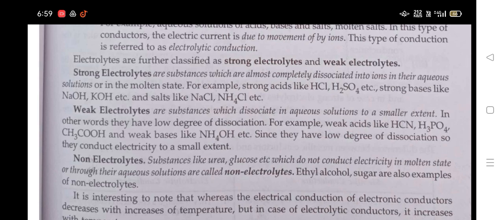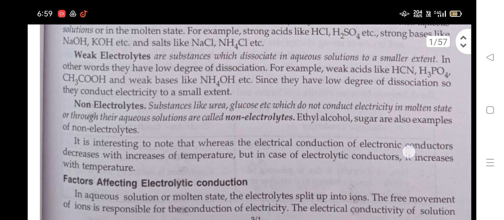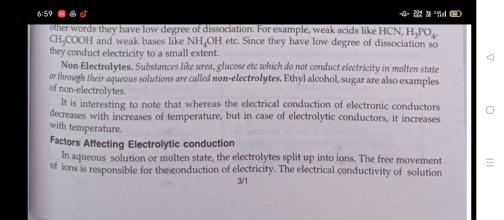Non-electrolytes. Substances like urea, glucose, etc., which do not conduct electricity in molten state or through their aqueous solution, are called non-electrolytes. Ethyl alcohol and sugar are also examples of non-electrolytes. It is interesting to note that whereas the electrical conduction of electronic conductors decreases with increase of temperature, in case of electrolytic conductors, it increases with temperature.